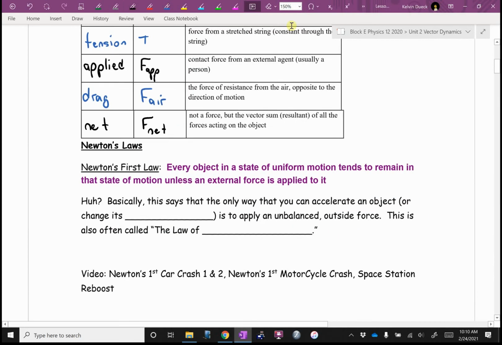I went on my big rant last year about Sir Isaac Newton. We said that Isaac Newton described how everything in the universe moved using 3 laws. His first law is often phrased, objects at rest tend to remain at rest, objects in motion tend to remain in motion. Here I wrote, every object in a state of uniform motion tends to remain in that state of motion unless an external force is applied to it. Huh? Jack, here's what I said. The only way that you can accelerate an object or change its velocity is to apply an unbalanced outside force. If forces are balanced, what must your acceleration be as a number exactly? 0. Which either means you're at rest if you were at rest, or if you were moving, you're going to keep moving in a straight line at a steady speed.